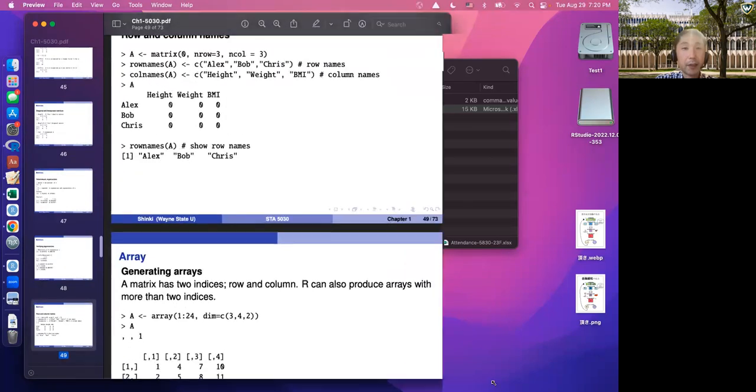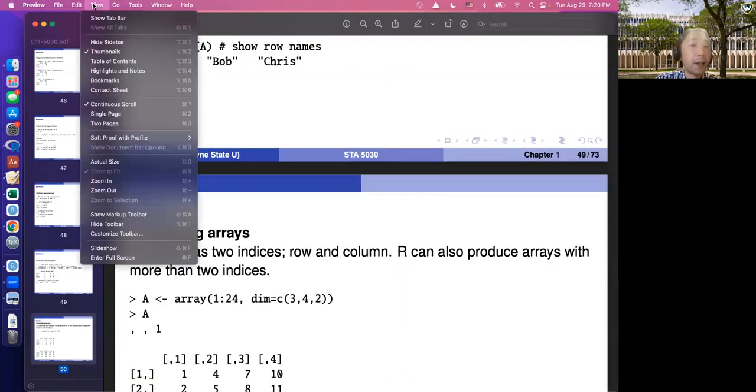Yeah, I will discuss some slides here. Then after that, I open the R language to demonstrate some code.